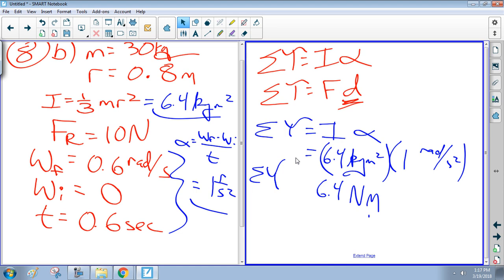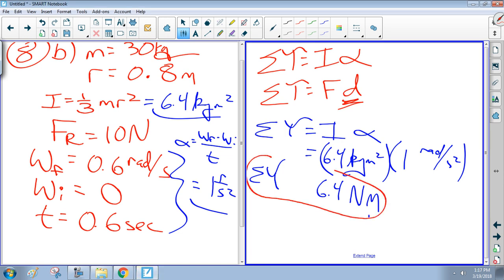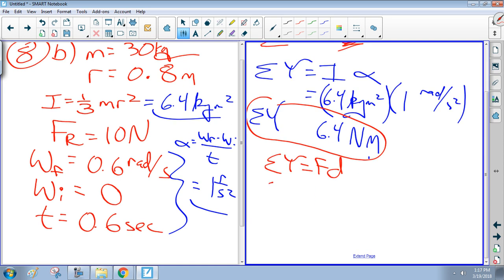All right, so as I was trying to say before my board physically assaulted me, we had just found our net torque, FD. So our net torque is 6.4 Newton meters. Our force is 10 newtons. We are looking for D. So divide both sides by 10 and you get 0.64 meters. And we are done.